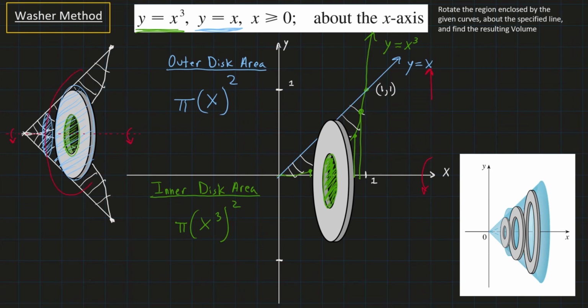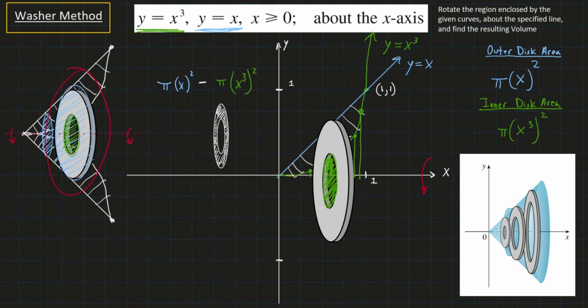And now all I have to do to complete my washer area is to take my bigger disk, the outer one, and subtract off of it the smaller disk, the inner one. And by doing this, I have formed the area of one of my washers. And of course, just like in the disk approach, volume is just the area of the base times some height. And it looks like this height is simply a little bit of distance in the x direction.